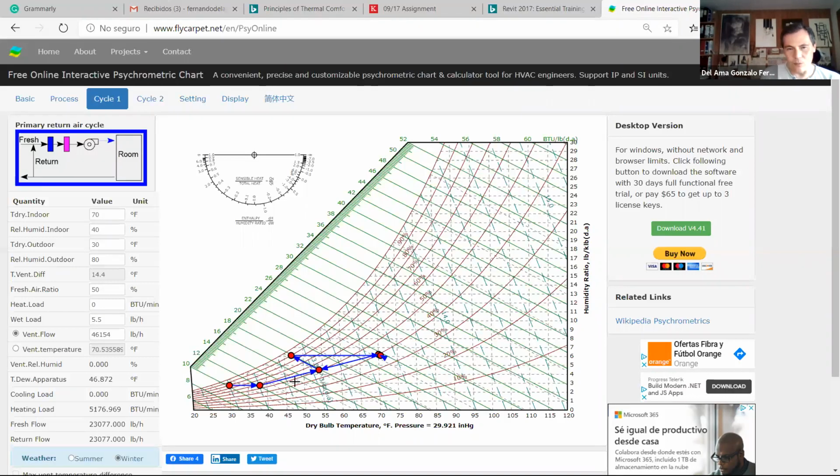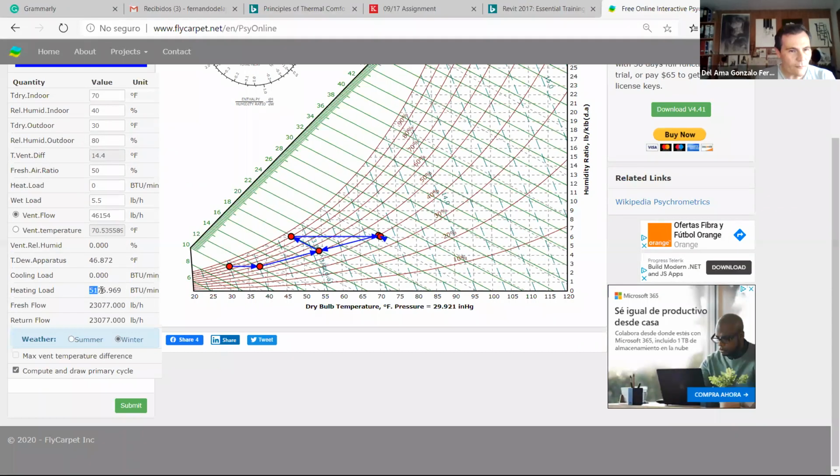Okay, so we have saved energy. We have saved energy because at the beginning we have to go from this point to this point, and we just have the heating coil. Now we are mixing these two airflows with the heat recovery, and this is different. How can we check that? Because you have a heating load now, which is 5,176 BTU per minute. Okay, remember that figure is 5,176.